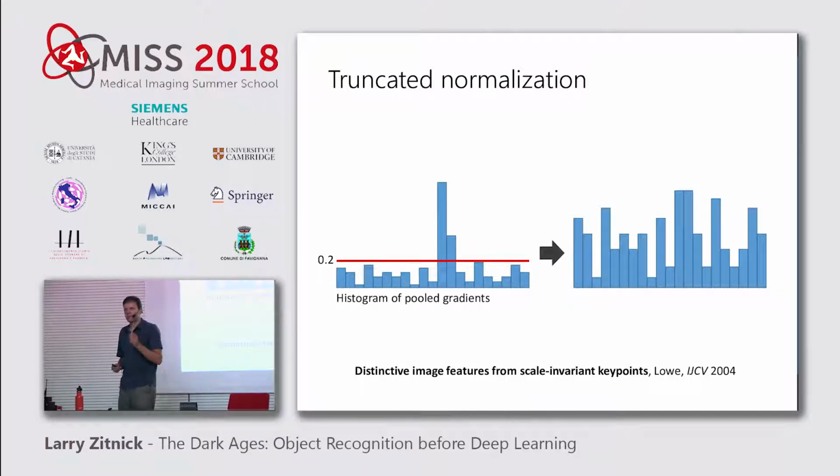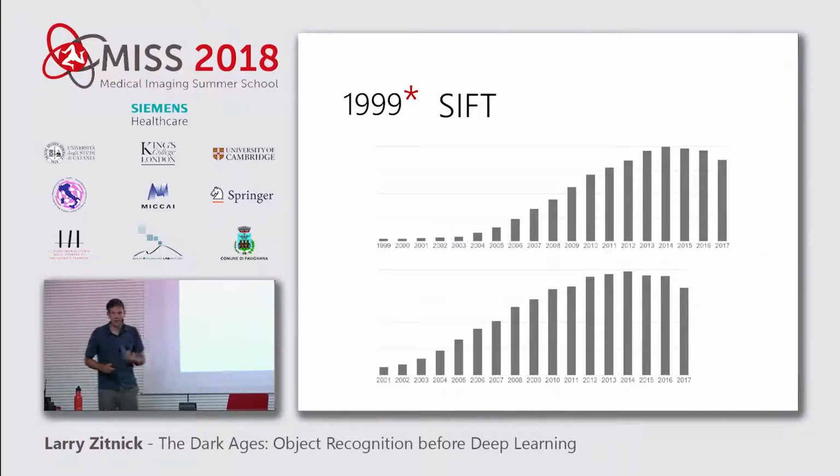If you were a reviewer of this paper in 1998, and you looked at this, you would say, this is an amazing set of hacks. Like, why are you doing all this? You have to do truncated normalization? What, this doesn't make any sense. You have to do this Gaussian weighting. This just seems overly engineered. Like, come on, reject. And that's exactly what happened in 1998.